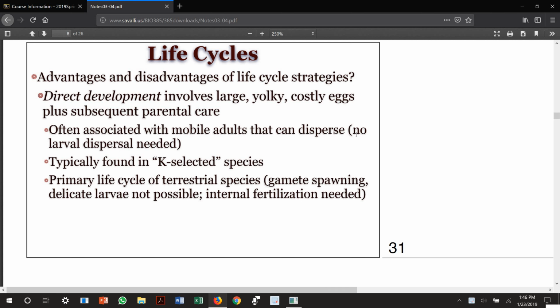So, trying to think of any exception. There may be some exceptions among freshwater species, but certainly I can't think of any terrestrial examples that don't have internal fertilization.